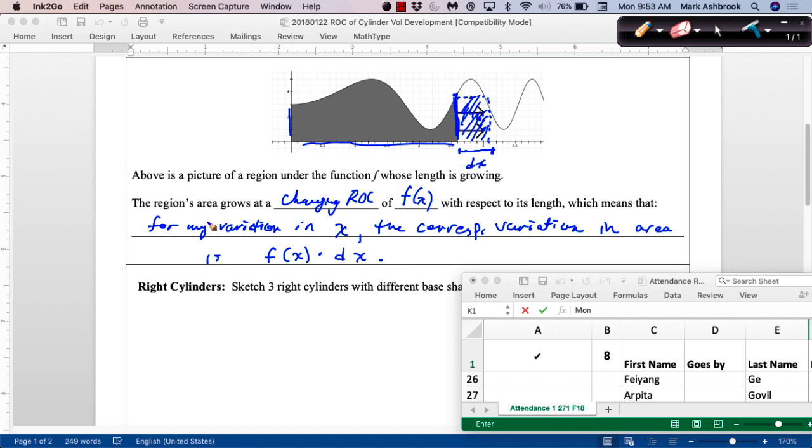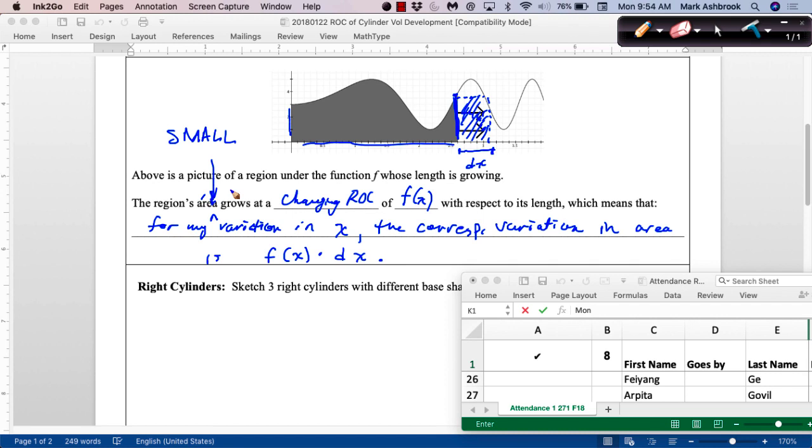So for any, what? We need to say small. For any small variation in x, the corresponding variation in area is f of x times dx. So with constant rate of change, big or small doesn't matter, because your rate just stays the same. So a big change is okay, right? But if the rate is changing, this dy equals m dx is only going to work for a really small dx, because if you make it big, then your rate has changed already. Really important concept.